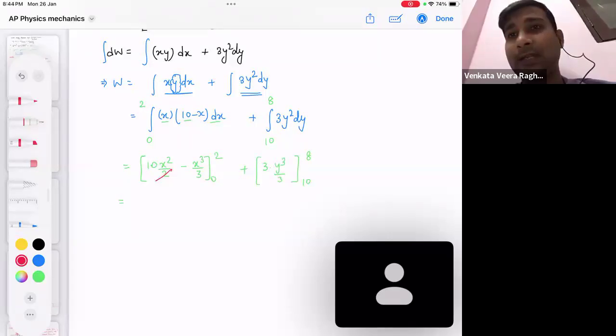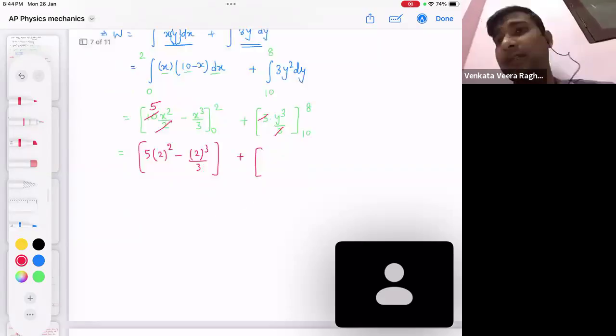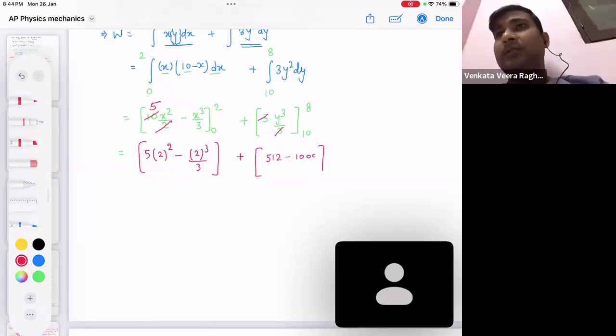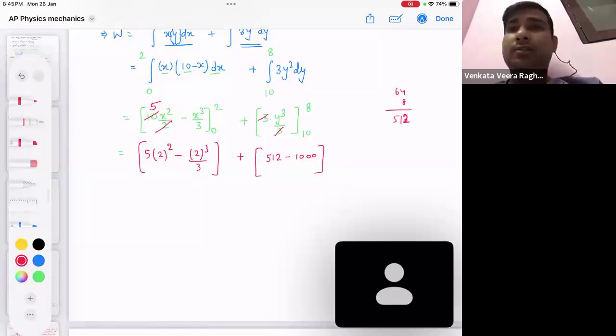Simplify it. 10 and 2, this one will become 5. Let's keep the upper limit: 5 into 2 square minus 2 cube by 3. If you put 0, it will become 0. Then 3 and 3 get cancelled, leaving 8 cube. What is 8 cube? 8 into 8 is 64, and another 8 is 512. Just check the calculation once. And 10 cube means 1000. Yeah, 8 cube we have 512.